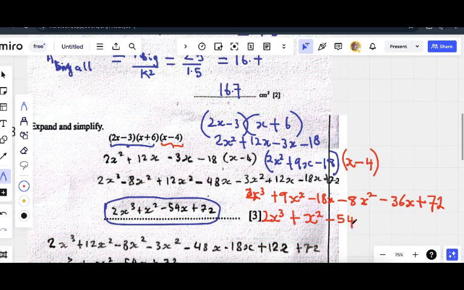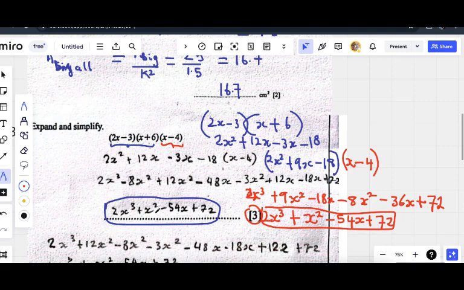We have minus 54x plus 72. Okay, so that's the answer of this question. When they give you this one, it's 3 marks in the Cambridge paper. So if you're able to do it, you get 3 marks.